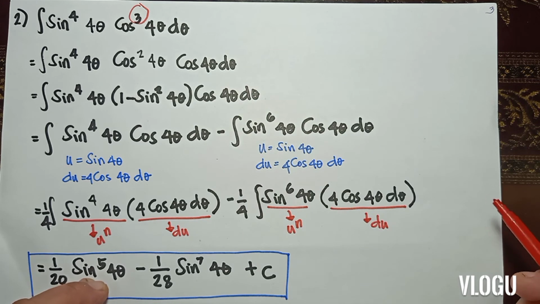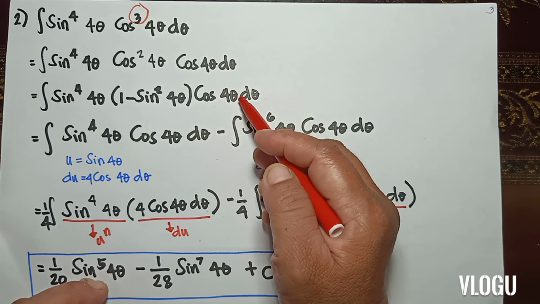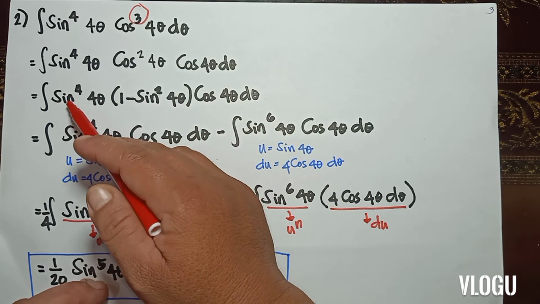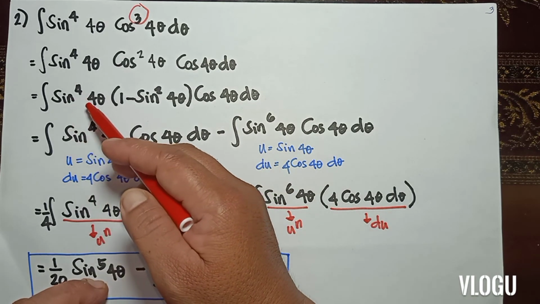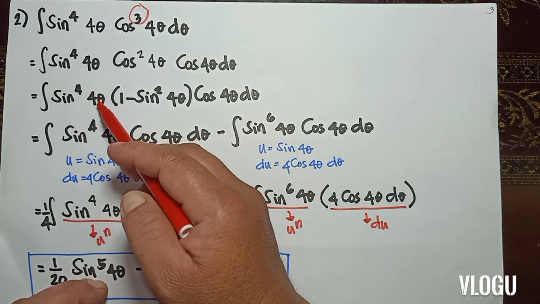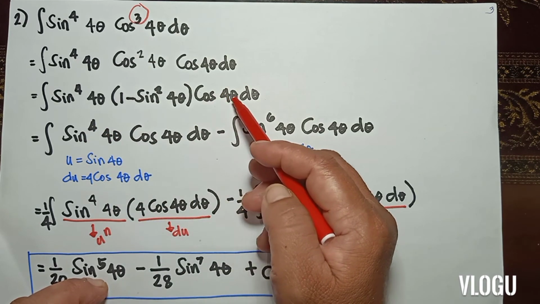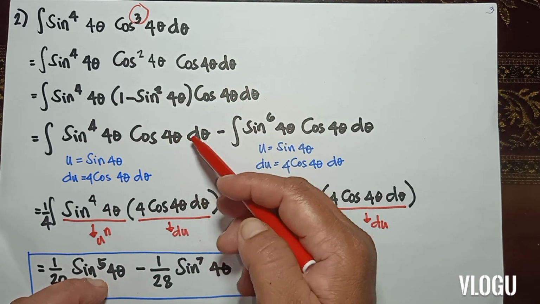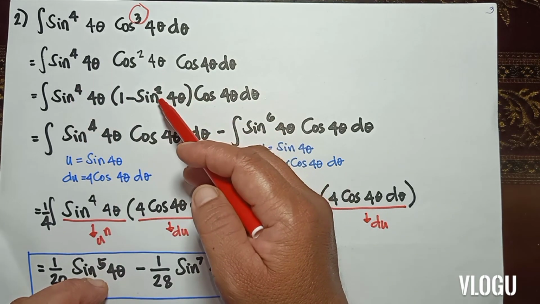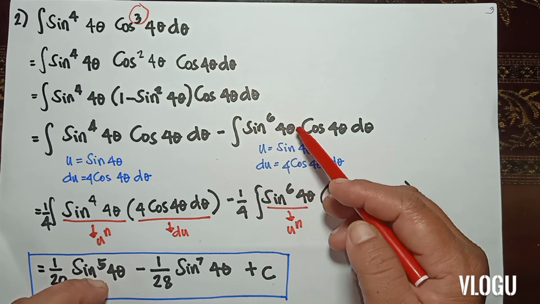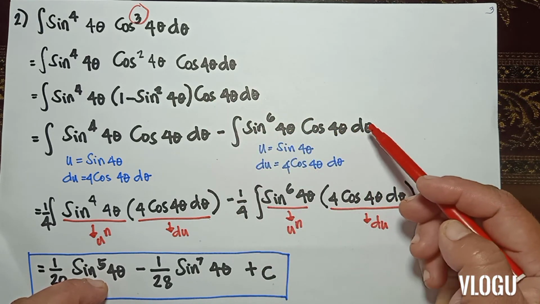After that, multiply the sine to the 4th theta inside. So that would become sine to the 4th 4 theta times 1, so sine to the 4th 4 theta times cosine 4 theta d theta, minus the integral of sine to the 4th times sine squared, so sine to the 6th 4 theta times cosine 4 theta d theta.